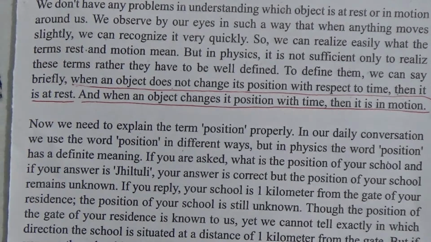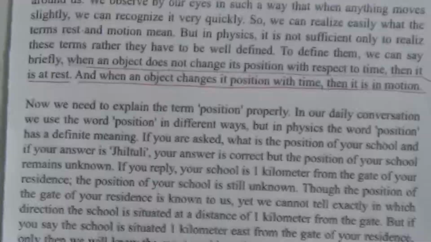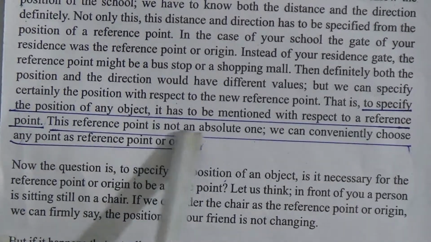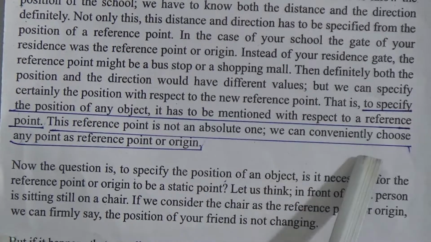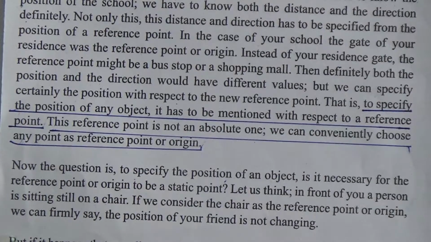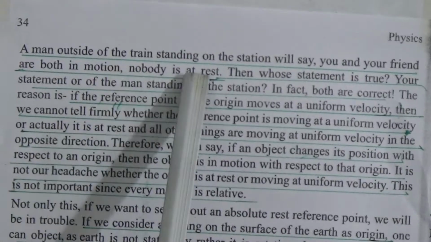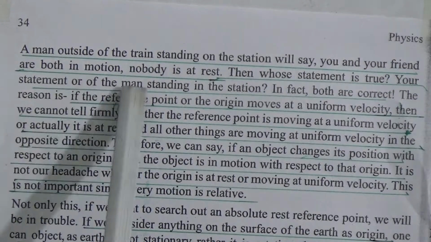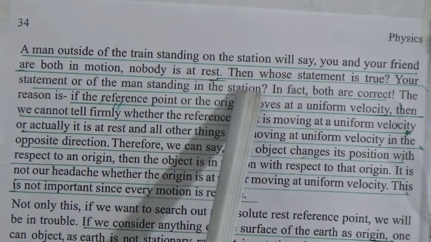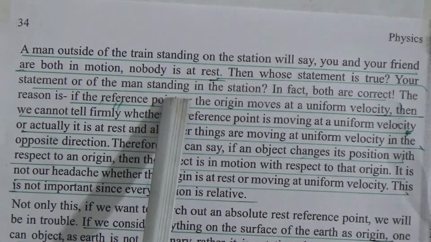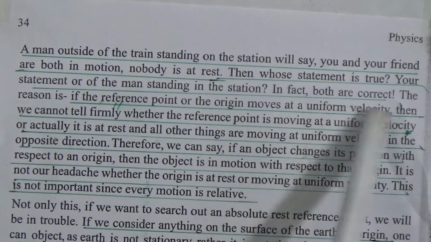To specify the motion of any object, it has to be mentioned with respect to a reference point. This reference point is not an absolute one. We can conveniently choose any point as a reference point or origin. Now we consider a man outside of the train standing on the station. He will say you and your friend are both in motion. Nobody is at rest. Then whose statement is true, your statement or that of the man standing in the station? In fact, both are correct.